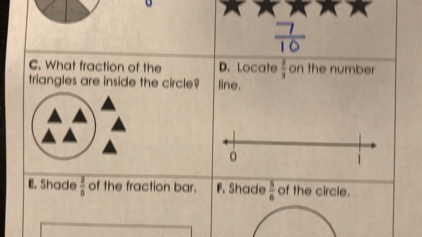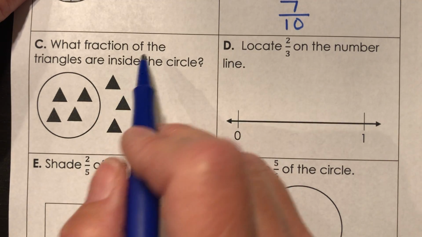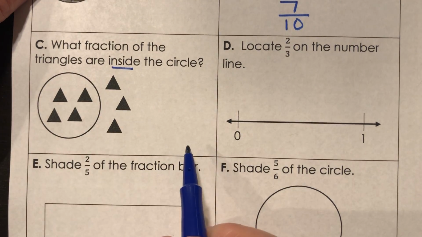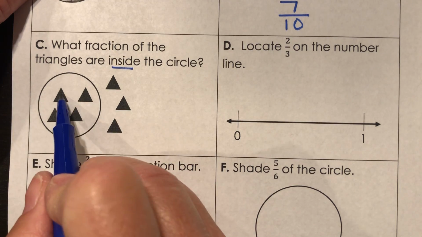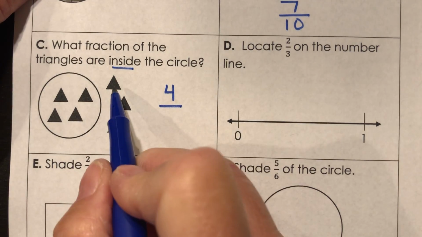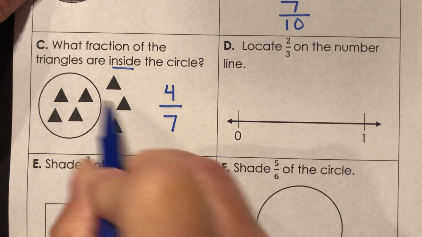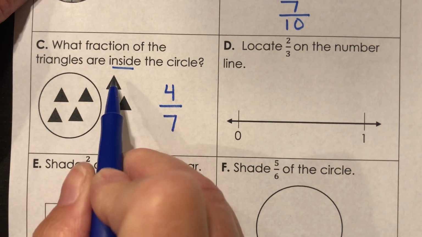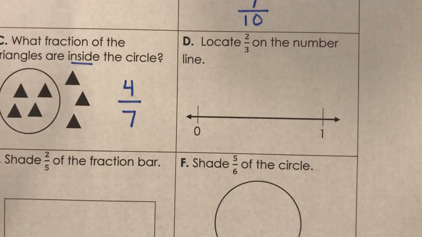Okay. All right, letter C. What fraction of the triangles are inside the circle? Let's see how many are inside. 1, 2, 3, 4. That's how many we're counting. Out of 5, 6, 7 total triangles. There's 1, 2, 3, 4, 5, 6, 7 total.